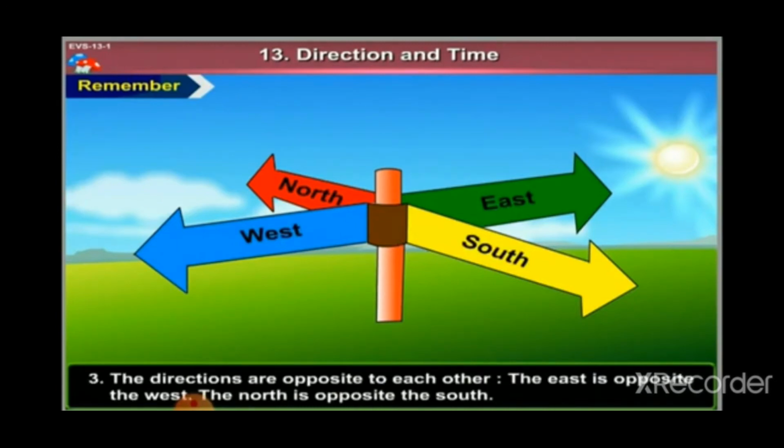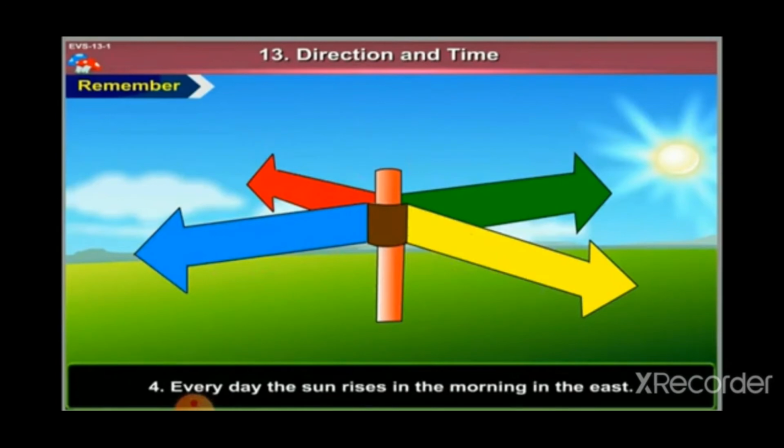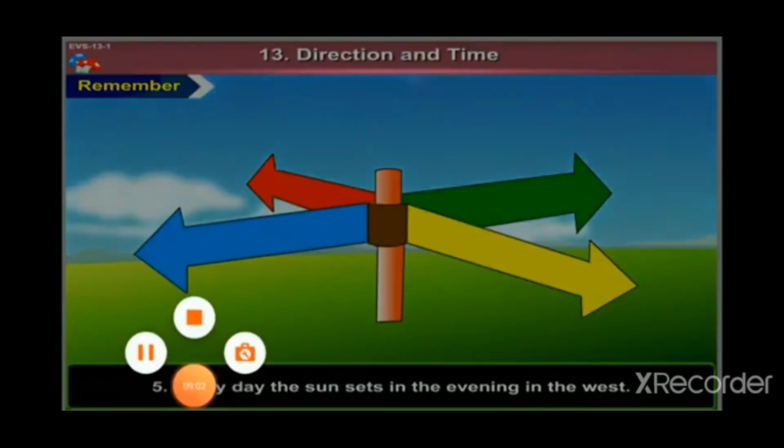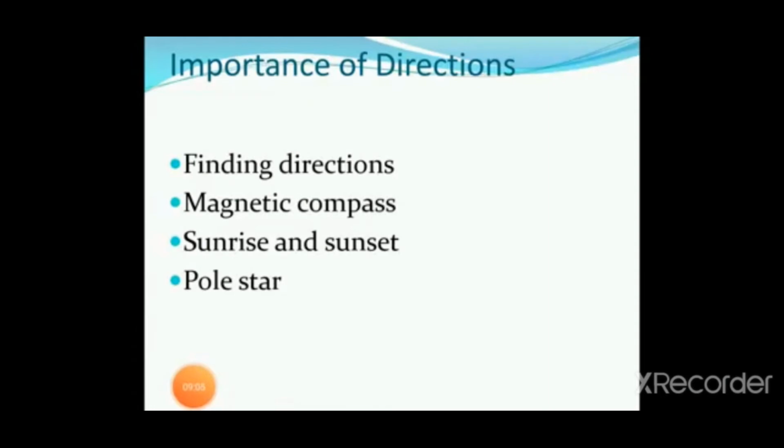The directions are opposite to each other. The east is opposite to the west and the north is opposite to the south. Every day the sun rises in the morning in the east and it sets in the west. Now I think all of you understood how to find the direction with the help of the rising sun.